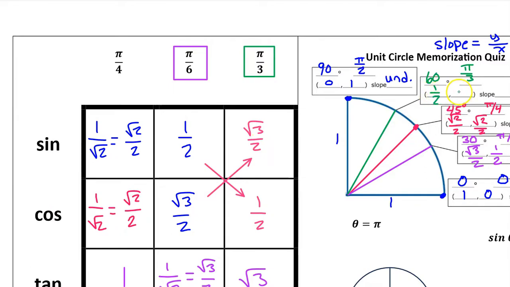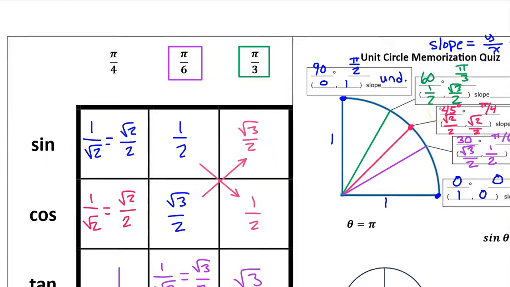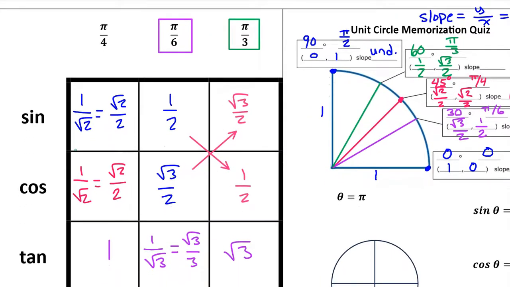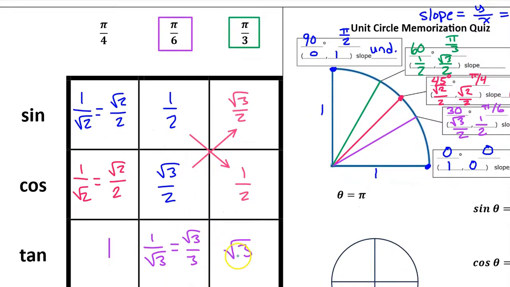The y value will be the sine of pi over 3. The sine of pi over 3 is radical 3 over 2. And finally, the slope of the terminal side is the tangent. So the tangent of pi over 3 is radical 3. So that is the slope.